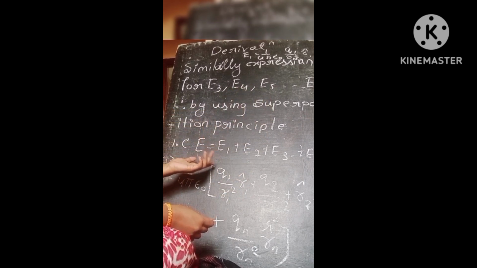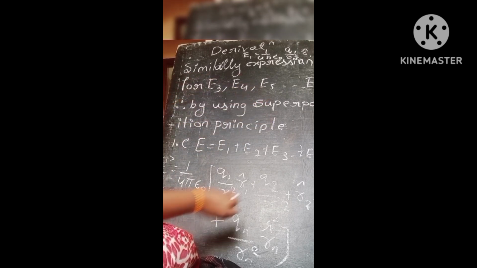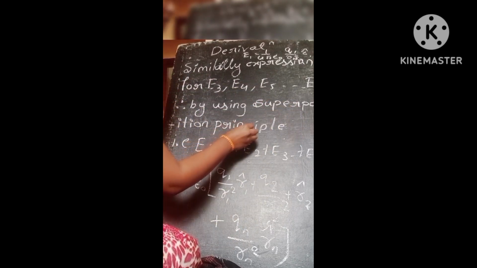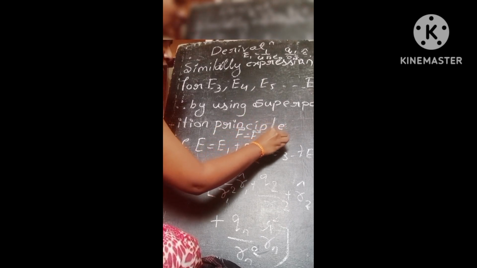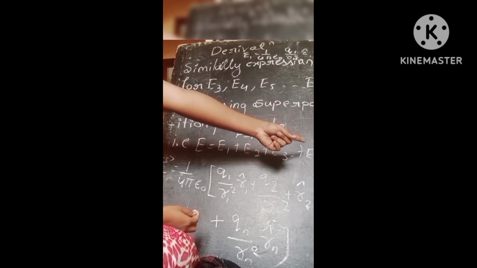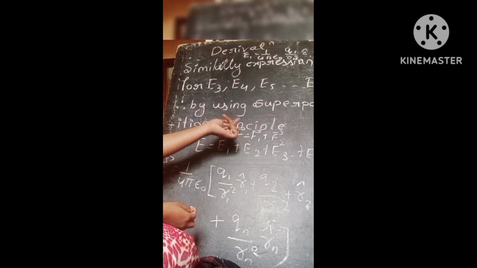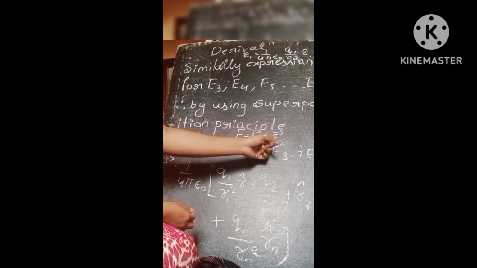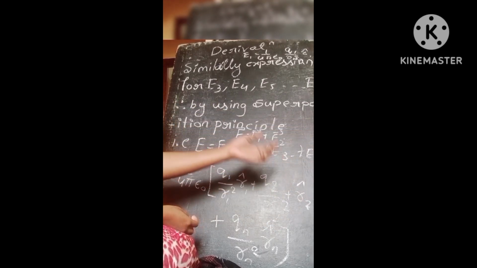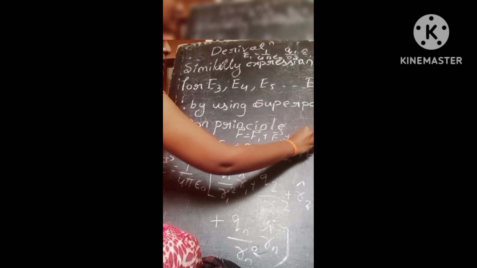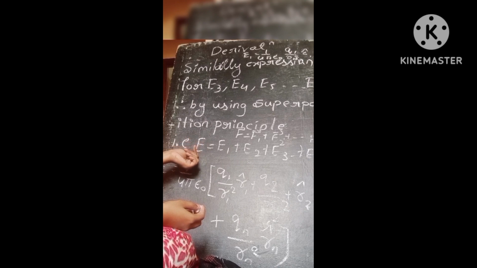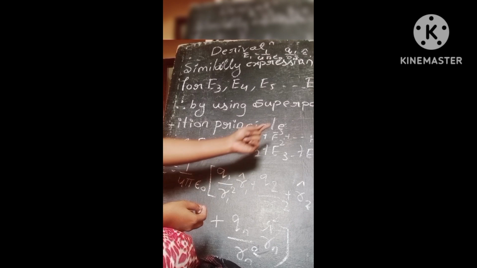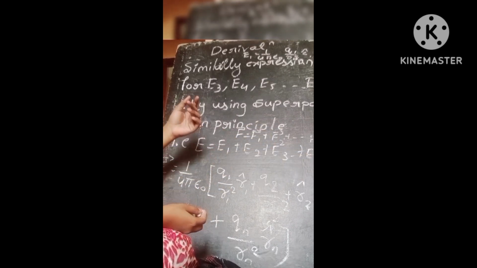The superposition principle I explained by taking force. I took the force vector F is equal to vector F1 plus vector F2, the sum of all the forces. The net force on a charge is equal to the vector sum of all the forces due to the other charges. This is our superposition principle. Here we take the superposition principle in terms of electric field, that is E equals E1 plus E2 plus E3 and so on up to plus En.